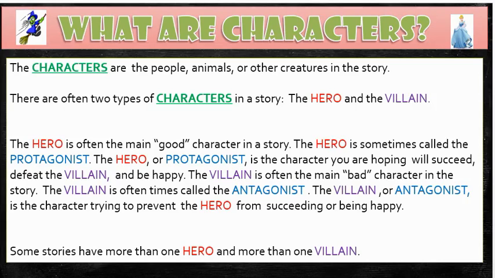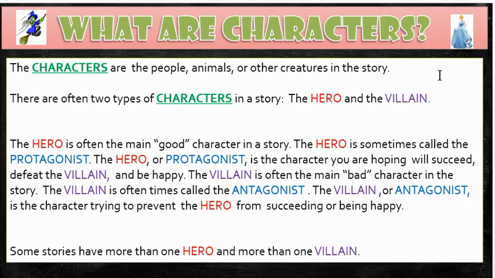Second, what are characters? The characters are the people, animals, or other creatures in the story. There are often 2 types of characters in a story: the hero and the villain. The hero is often the main good character in the story, and he's sometimes called the protagonist. Remember, the word pro is good, so remember the prefix pro. The hero, or protagonist, is the character you are all hoping will succeed to defeat the villain and be happy.